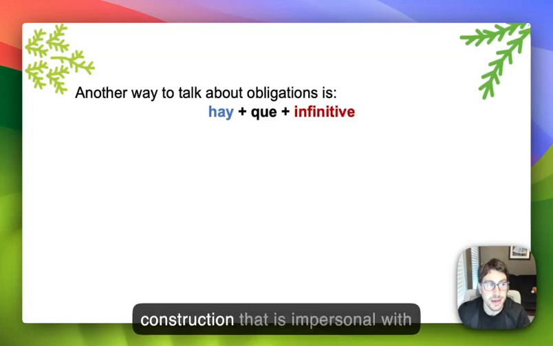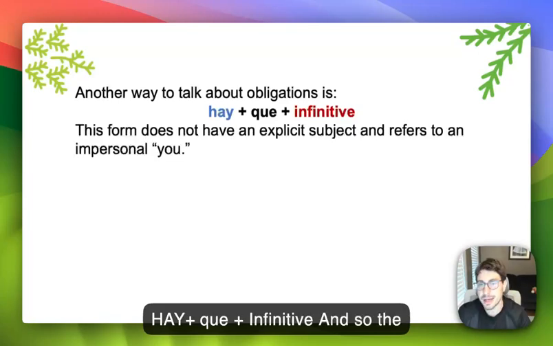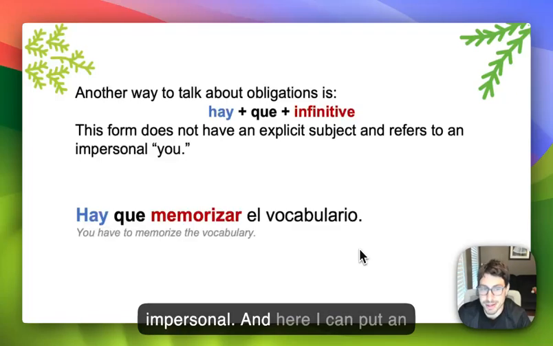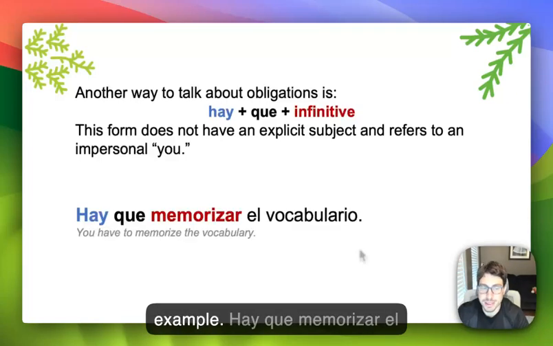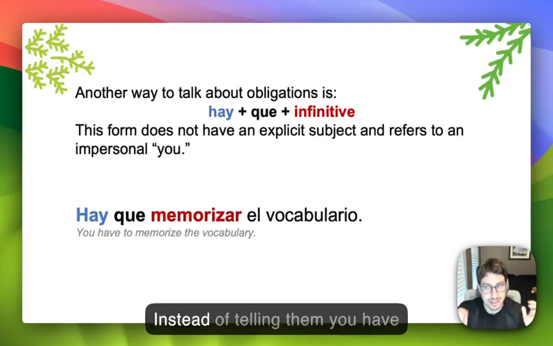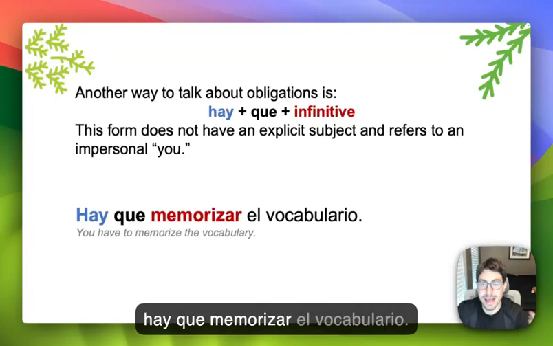I can say this construction that is impersonal with hay que plus infinitive. And so the subject is not explicit and is more impersonal. And here I can put an example. Hay que memorizar el vocabulario. I know that 3 students have not been doing that. Instead of telling them, you have to, tienen que, I can just say, hay que memorizar el vocabulario.